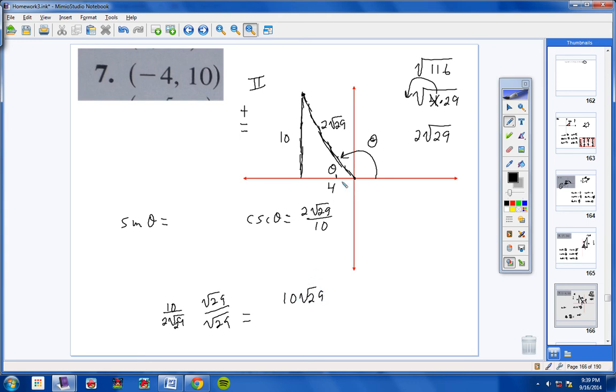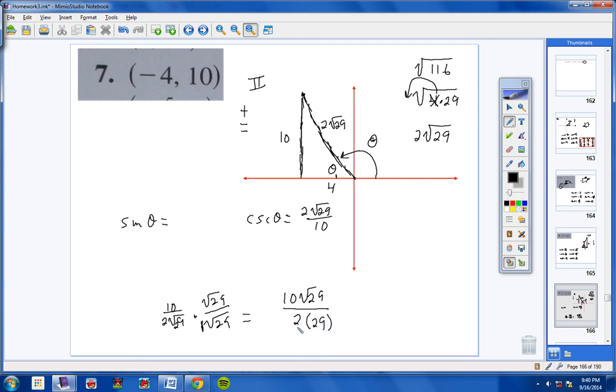Let's see. I have this feeling I made a mistake up here. Over 4 and up 10, 116. It looks right. Okay. 10 times the square root of 29 is 10 square root of 29. There's a 1 right here on the outside, so 2 times 1 is 2. And the square root of 29 times the square root of 29 is just 29.